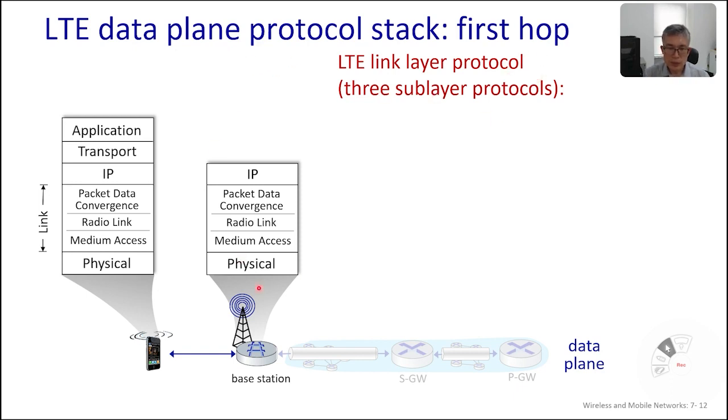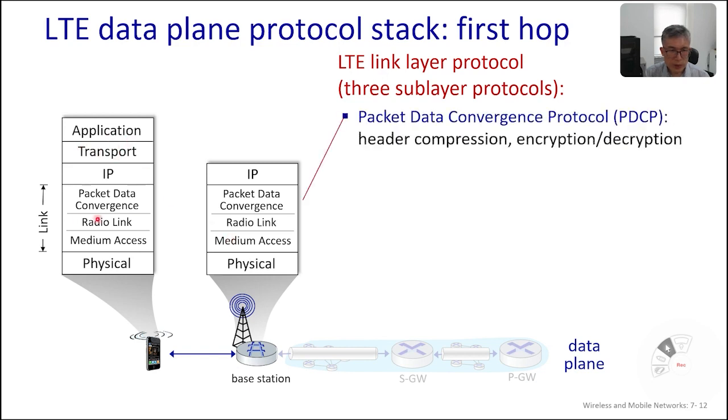So you can see this is the UE, this is the base station. It has a physical layer and a link layer with three sublayers. The upper layers are IP, the transport layer, and the application layer. The link layer protocol consists of three sublayer protocols.